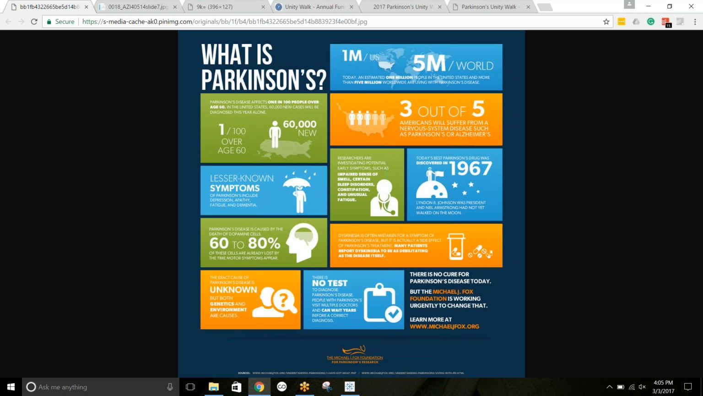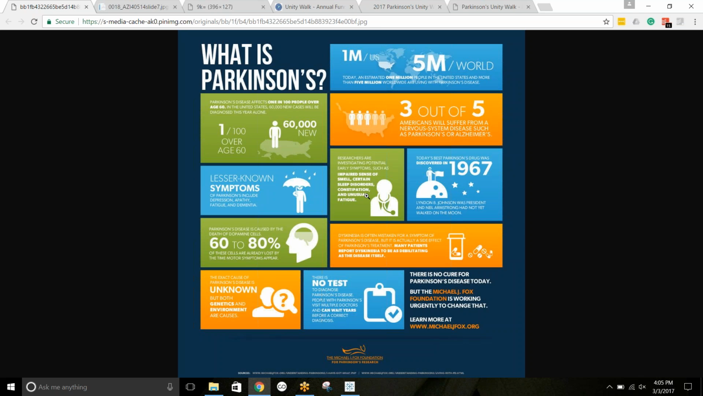The one with the best information, or the infographic that I found that I like the most, is this one here that we're looking at now from the Michael J. Fox Foundation. And I didn't want to just recreate this. Also, you'll notice there's not a lot of actual data points. The numbers, like one in 100 over the age of 60, but what does that really mean? Yeah. It feels pretty cluttered, too.